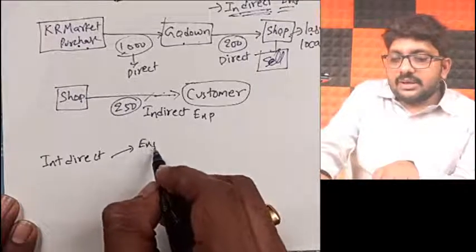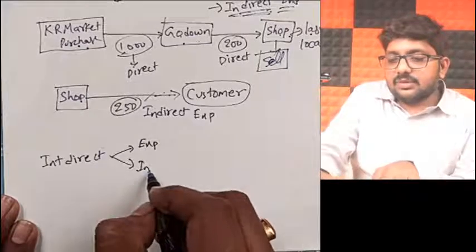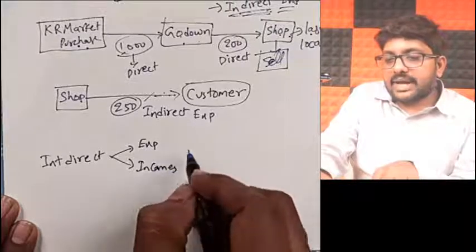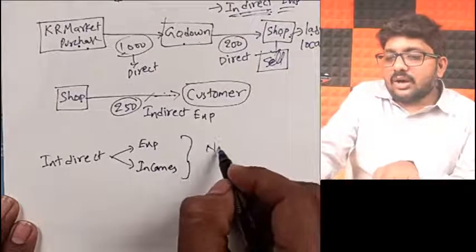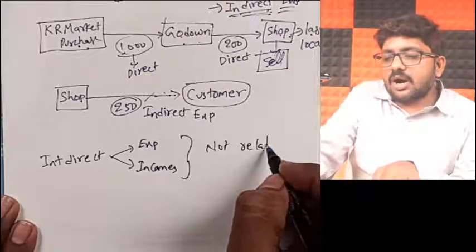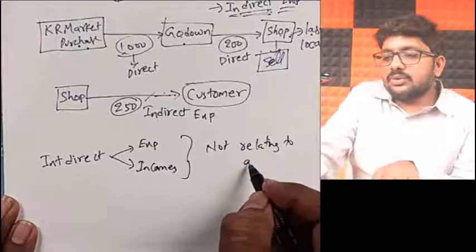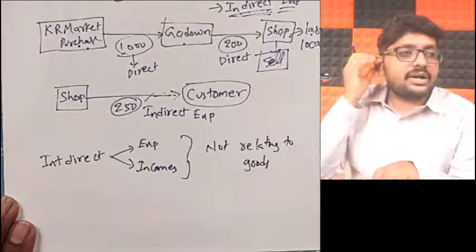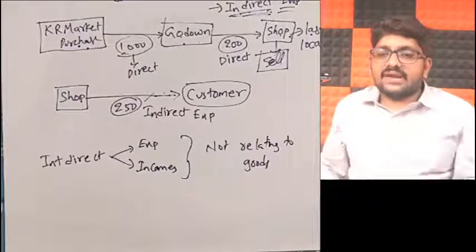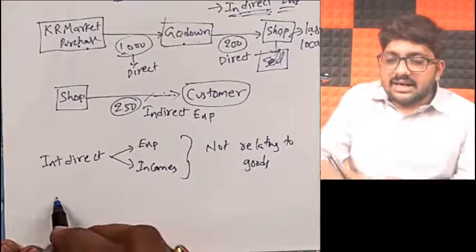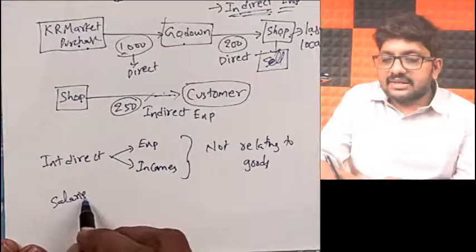Indirect expenses may be there, indirect incomes also may be there. Both are not relating to goods. In simple terms, they are not relating to goods. For example, salaries, the salaries account.